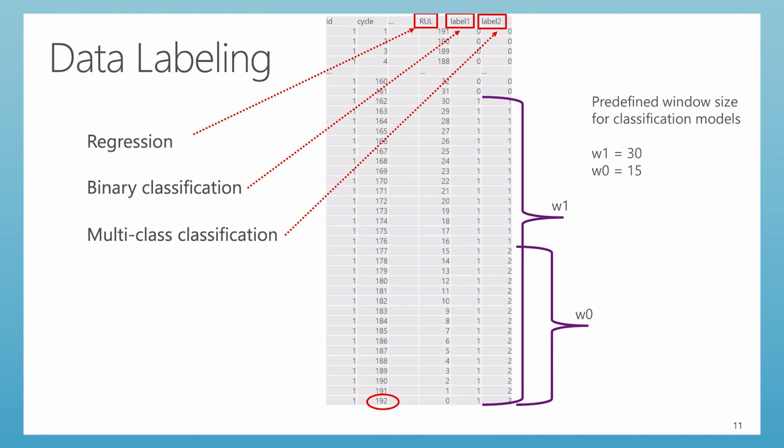So instead of having just labeled the last cycle, this failing cycle, as failure events, we also label the previous cycles as failure as well, just assuming the failure is a degradation process. So the same logic applies for multi-class classification as well. Instead of having 2 labels, we have 3 labels.